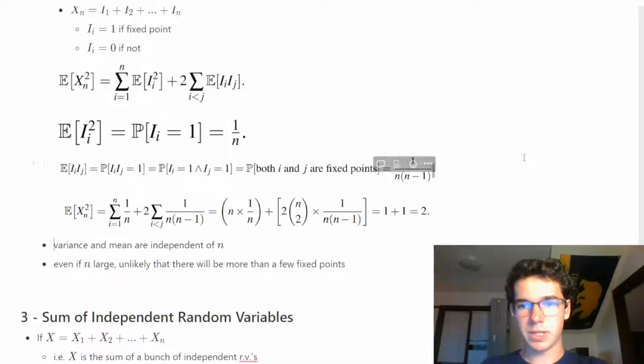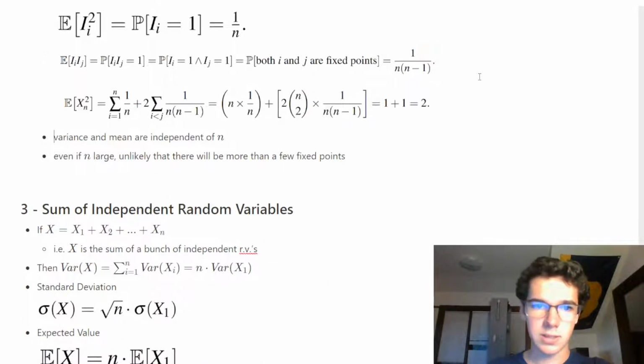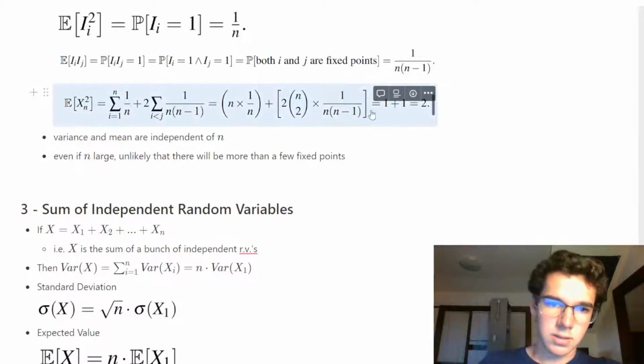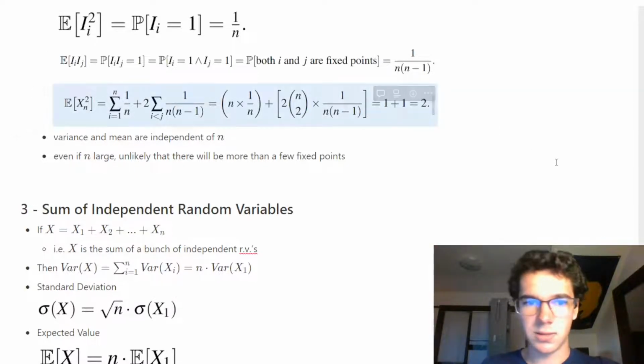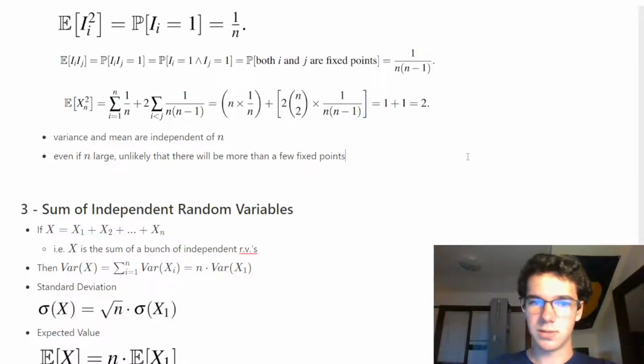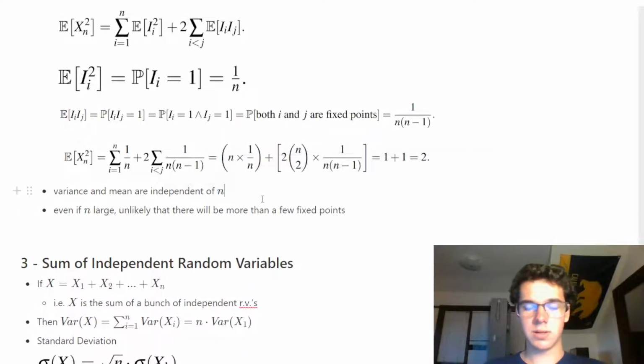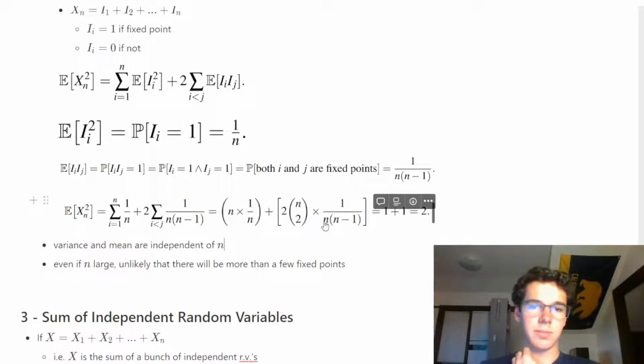So basically what this is saying is that there's a 1/n chance that one is fixed, and given that one of them is already fixed, then there's a 1/(n minus 1) chance that the second one is also fixed. So our total probability is this. And then you could just do the math, and basically the expected value of X_n squared is equal to 2. So the variance and mean are independent of n. That's something we just have to notice from this.